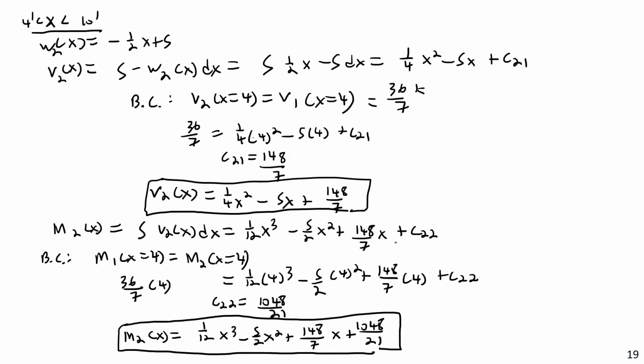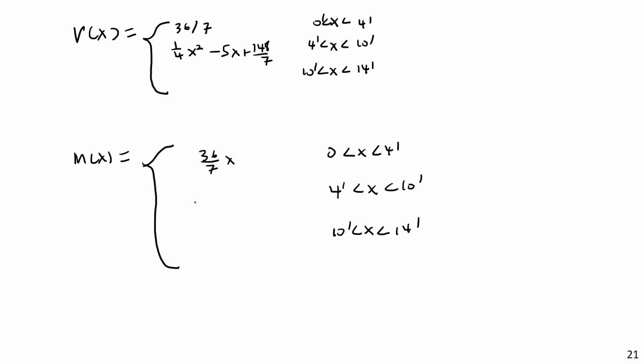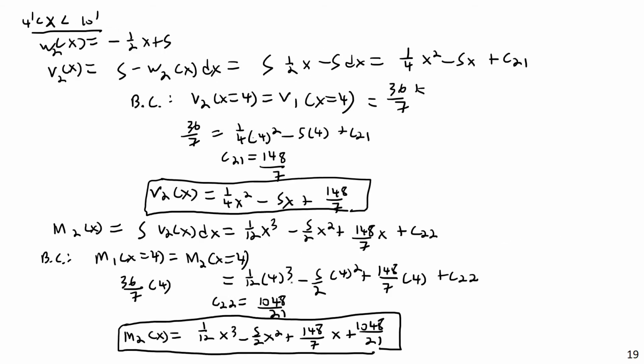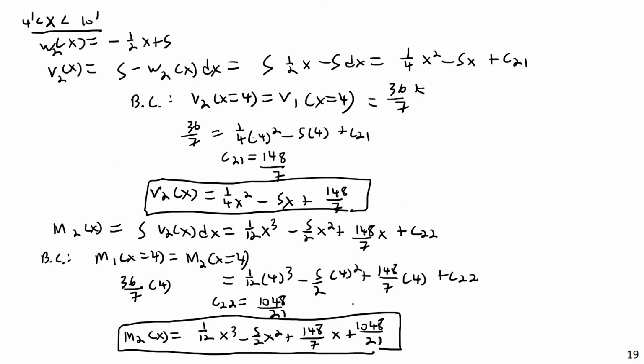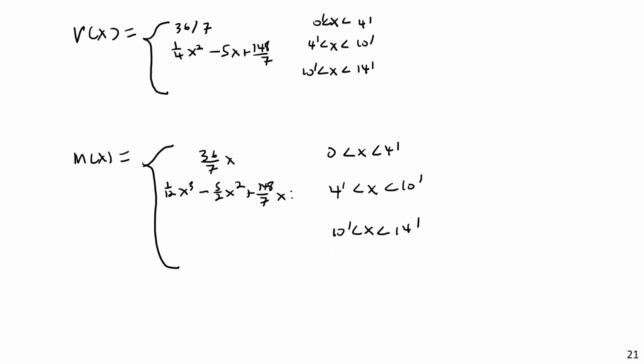and then the moment, oh, this is the long one, 1/12 x to the third minus 5/2 x squared plus 148 over 7x, and then plus 1048 over 21. Lovely constant there. 1048 over 21.